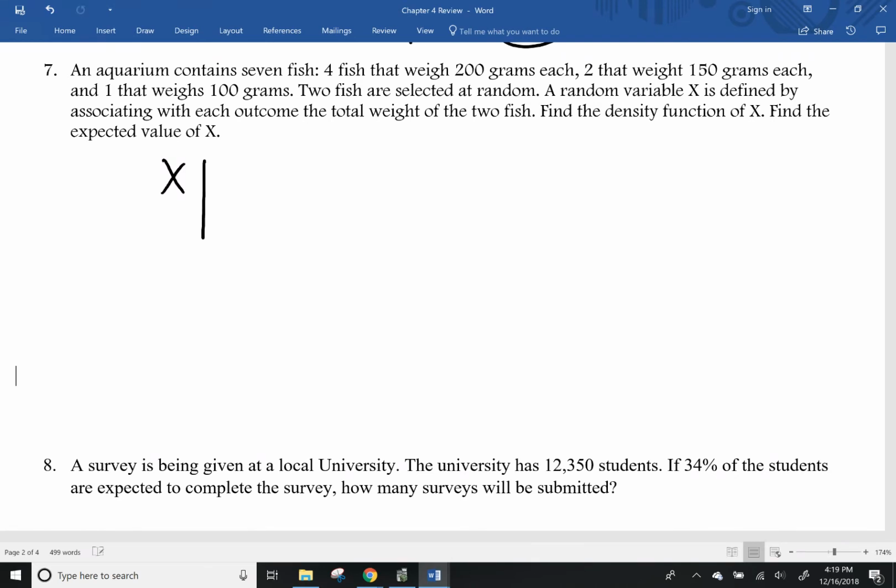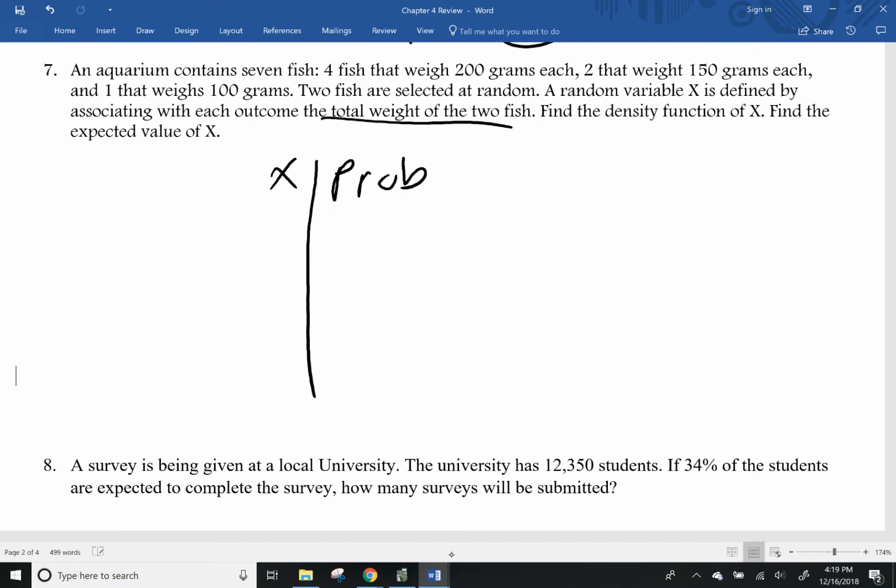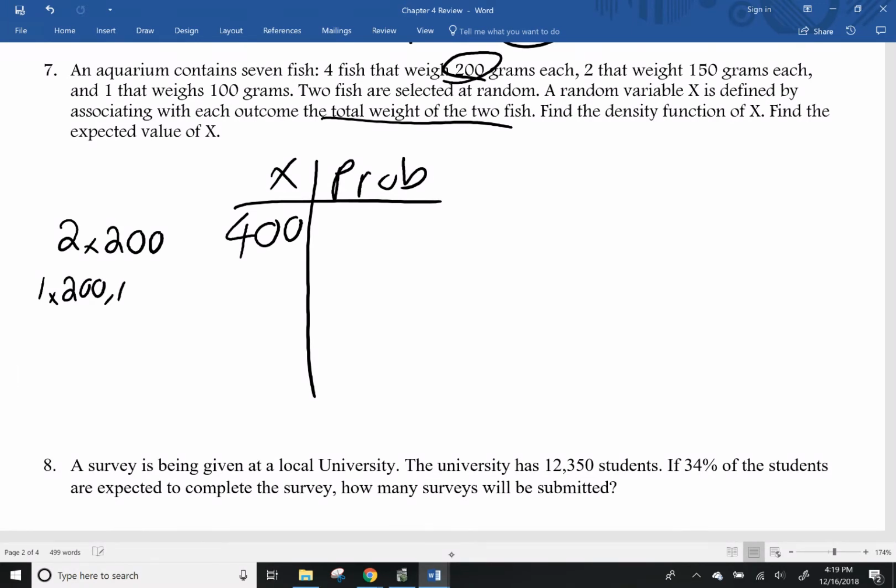So we need a density function, so we need x, and we need a probability of that. Now, x is the total weight of my 2 fish. So I could choose, actually, I'm going to move this over a little bit. I could choose 2 fish that weigh 200 grams. And if I did that, I would have a total weight of 400. So that is the 2 200-gram fish right there. I could choose 1 200-gram fish and 1 150-gram fish for a total of 350 grams worth of fish.